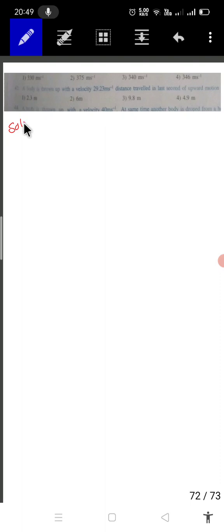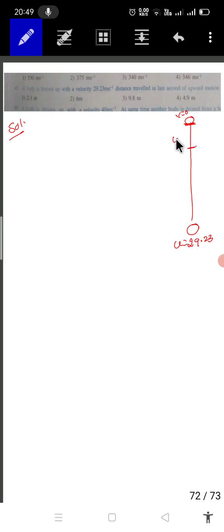Solution for this one is, so actually the body is projected vertically upwards. Upward means this is the point. Now the initial velocity they gave is 29.23 meter per second. So what is the distance covered in the last second of its journey? Last second means final velocity 0, before that. After that. So this is the last second.